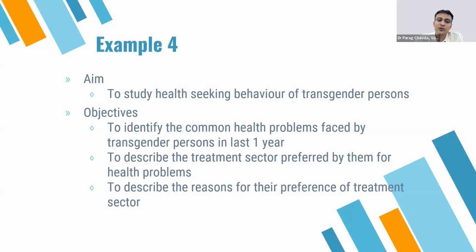So the first objective is to identify the common health problems faced by transgender persons in the last 1 year. Second is to describe the treatment sector preferred by them for their health-related problems. So do they prefer to go to government clinics or private clinics for this? The third objective is to describe the reasons for their preference of treatment sector.